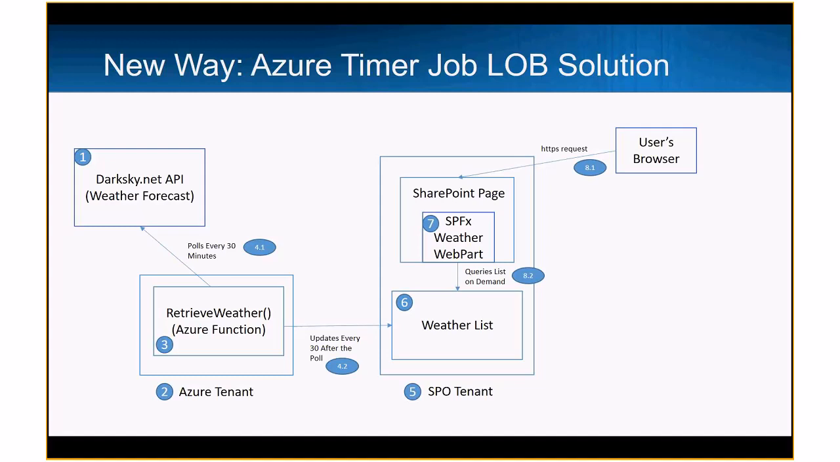It goes and hits the SPO tenant, which I have running as an Office 365 developer tenant. Again, you can go request that for free. To set that up, I think you have, I want to say 30 days, 60 days. Then you have to create a new one. Okay. In that tenant, we have a site collection that holds a weather list. We have a SharePoint page with the SPFx web part on it. And then same thing. User authenticates and hits the SharePoint page, and we look at the list. Okay.